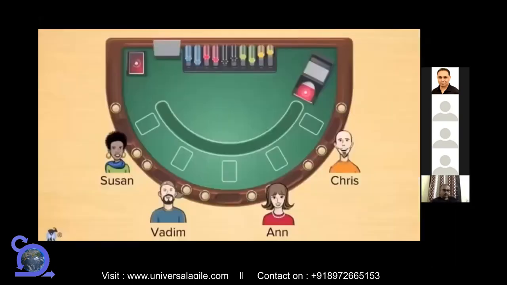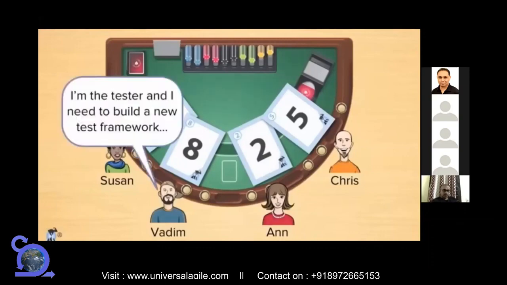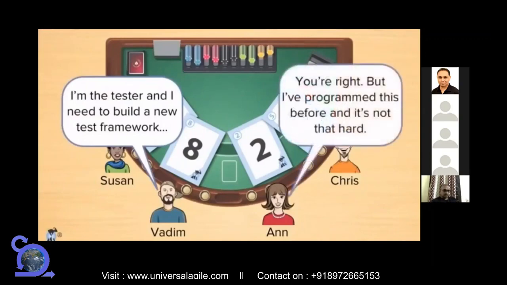Let's see an example. During the first round, our estimators hold up a 3, an 8, a 2, and a 5. At this point, I really want to hear from the outliers. Why an 8? Why a 2? Anybody can talk, but in this case, I would really want to hear from Vadim and Ann. Vadim might say, well, I'm the tester on this project, and this is going to be really hard to test. I need to build a new test framework, and so on. Ann says, well, Vadim is right. My 2 is too low, I'm going to come up. But I've programmed this type of thing before, and it's not that hard, so I'm coming up, but not all the way to an 8. Anyone can talk at this point, but I especially want to hear from the outliers.